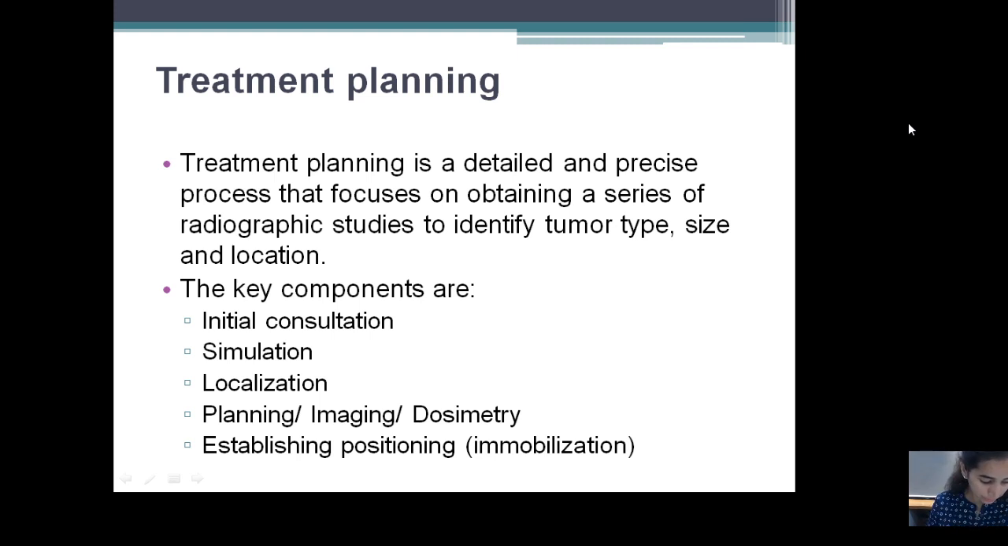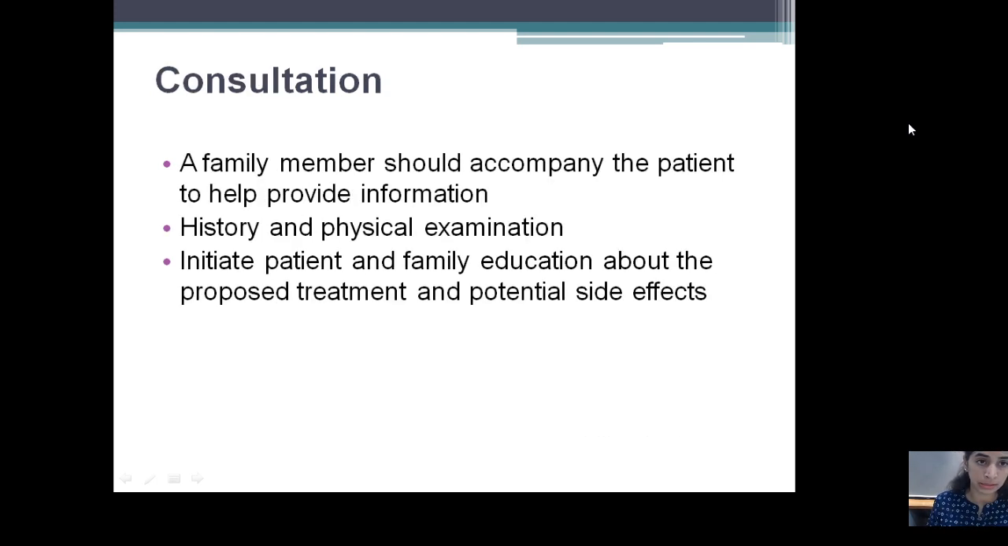So meticulous treatment planning in radiation oncology is paramount in successful administration of safe and effective care for individuals requiring therapeutic radiation. So first we'll talk about consultation. Family members should accompany the patient to help provide information. Then the history and physical examination will be taken.